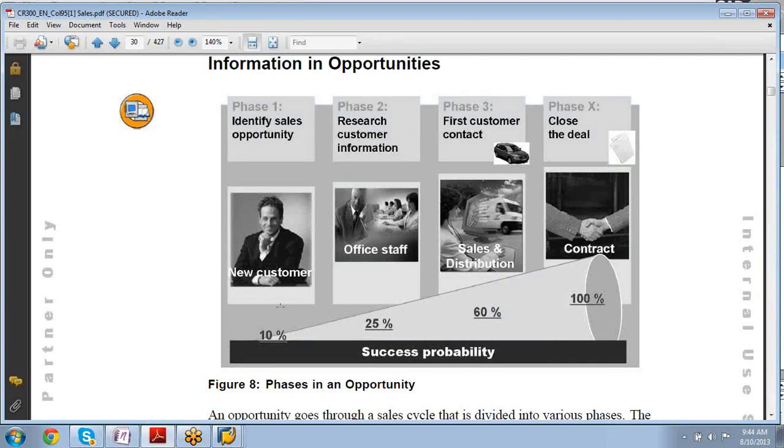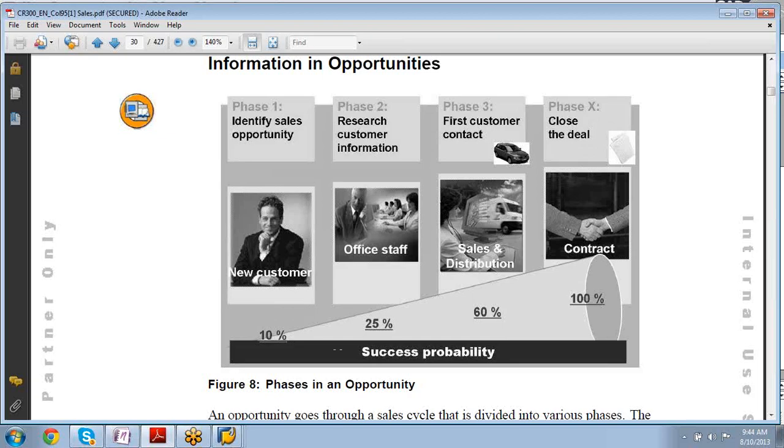So at every level, whenever in phase one you put a new customer, he's 10% sure that he may convert. But by the time the final customer contract is signed, it is about 60%, that means after the discussion of the deliveries and the products. So at that time it is 60%. But when the deal is closed and the contract is signed, automatically it is 100%. So every opportunity will go through these phases.